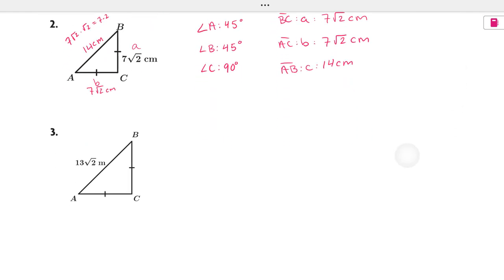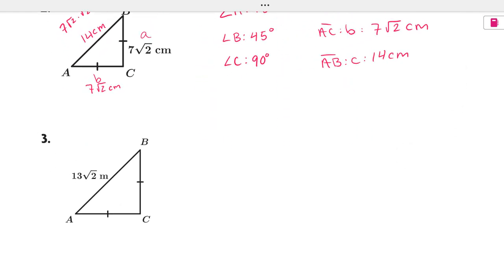Okay, question 3. Another isosceles triangle. So angle A continues to be 45 degrees. Angle B is 45 degrees. And angle C, we were told, is 90 degrees. I wrote 9 instead of C. There we go. So there's our 90, 45, 45. I'll add those to the triangle above as well.